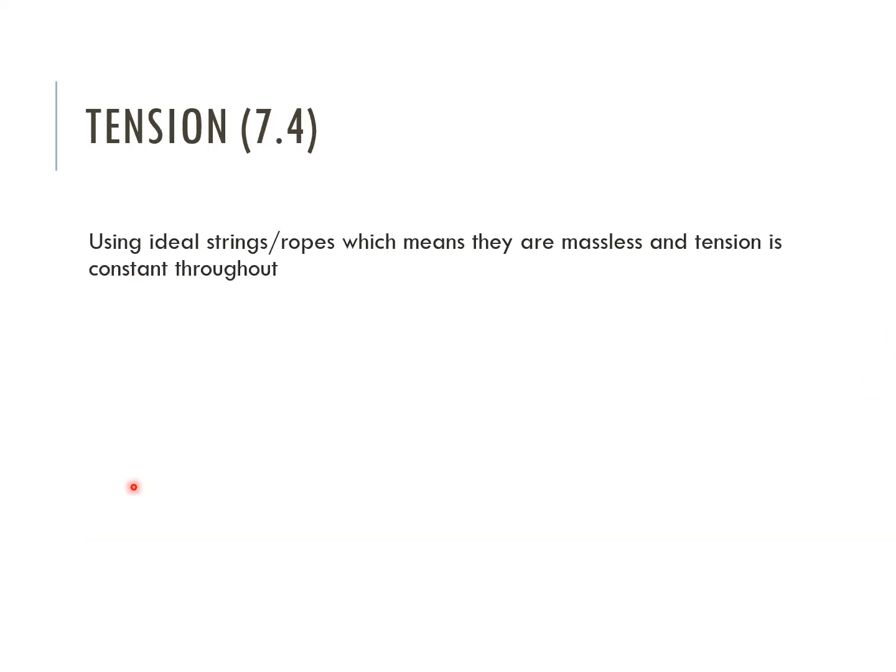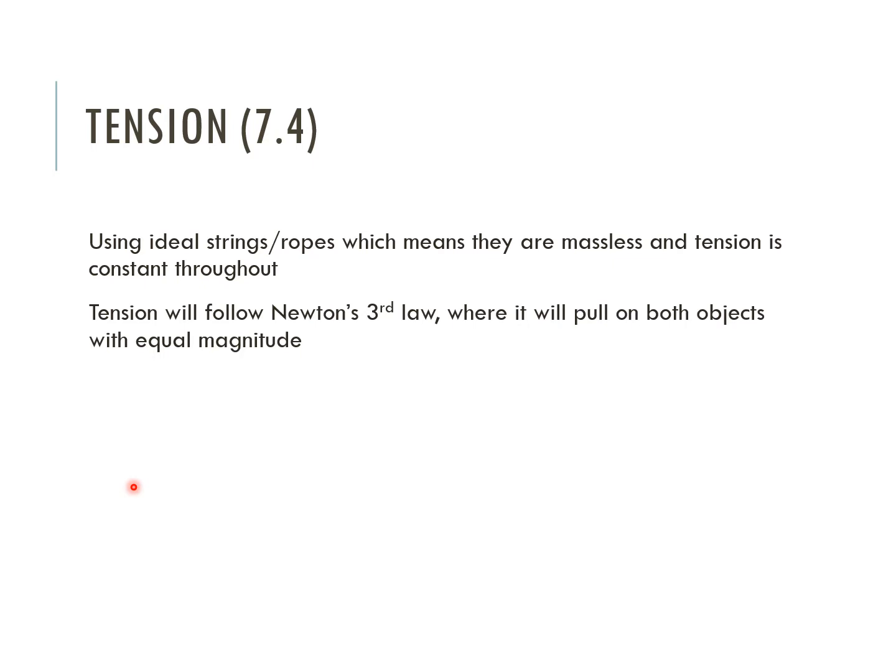The other thing we need to talk about is tension. So we are dealing with nice, ideal strings and ropes. And that means that they are going to be massless and the tension is going to be constant throughout the rope. However, if you go and look through section 7.4, it talks about how the rope really has a bunch of different little components on it, and they are pulling in opposite directions. But we're never going to focus on that interpretation of the rope.